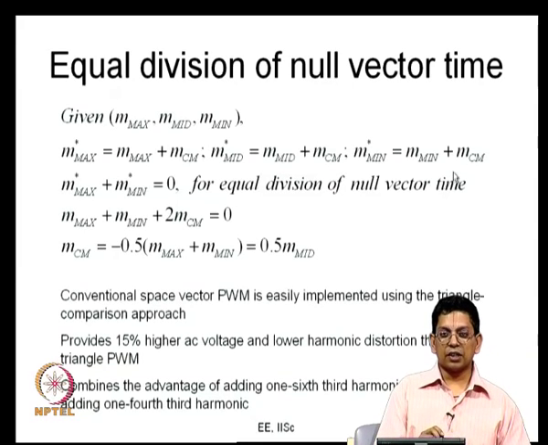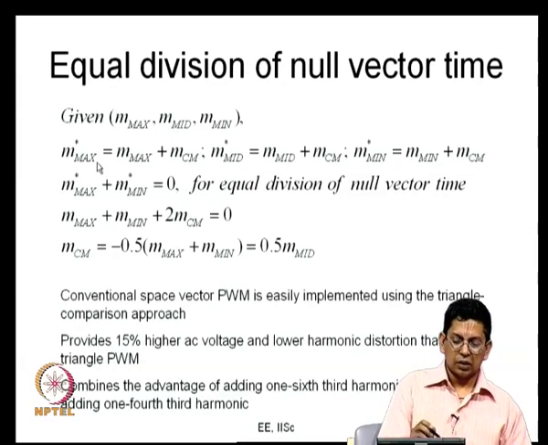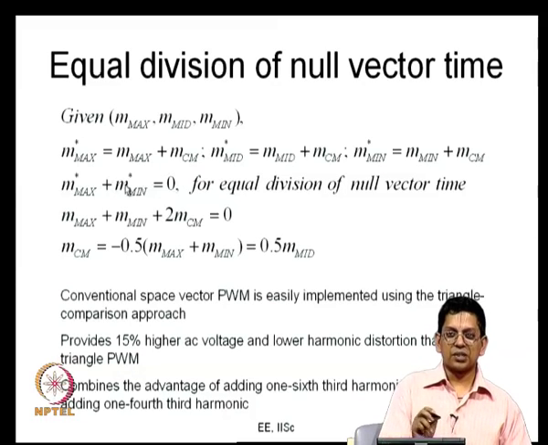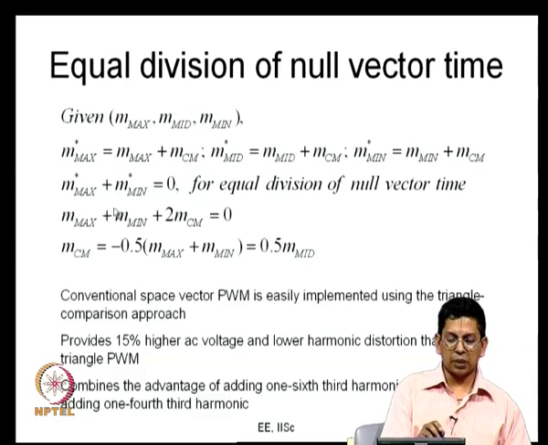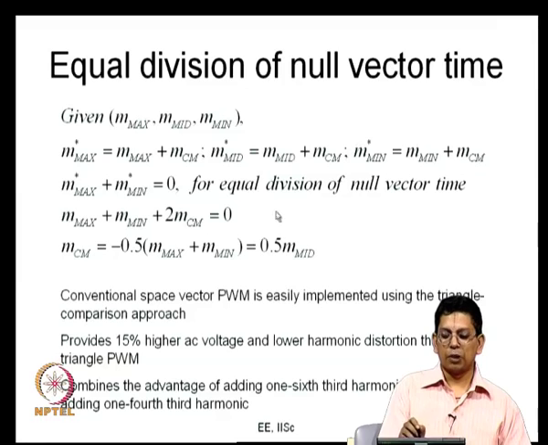We want the null vector time to be equally divided between the two 0 states. If that has to be equally divided, then M max star should be equal to the negative value of M min star, that is what is needed. So, that your T0 and T7 times will be equal now. So, M max star plus M min star should be equal to 0 will be the condition for the null vector time being equally divided.